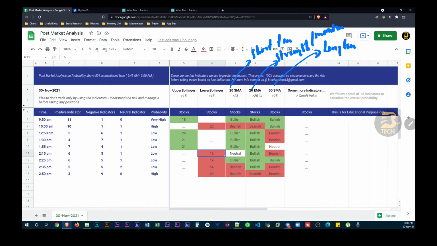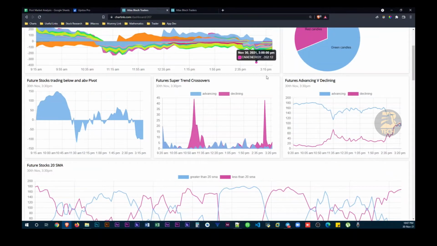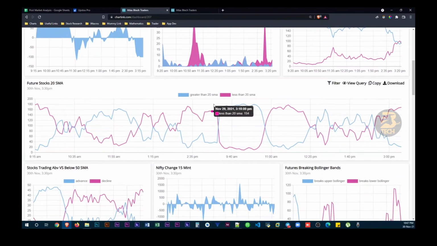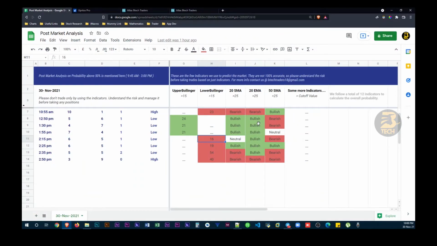So let's check out the charting. Here you can see that 20 SMA had a bullish trend at 9:30, then at 10:55 it showed a bearish trend. Likewise in 50 SMA, during most of the morning session it had a bullish trend, and later at 11:10 the indicator turned bearish. That is the overall idea. So let's get back to the table.